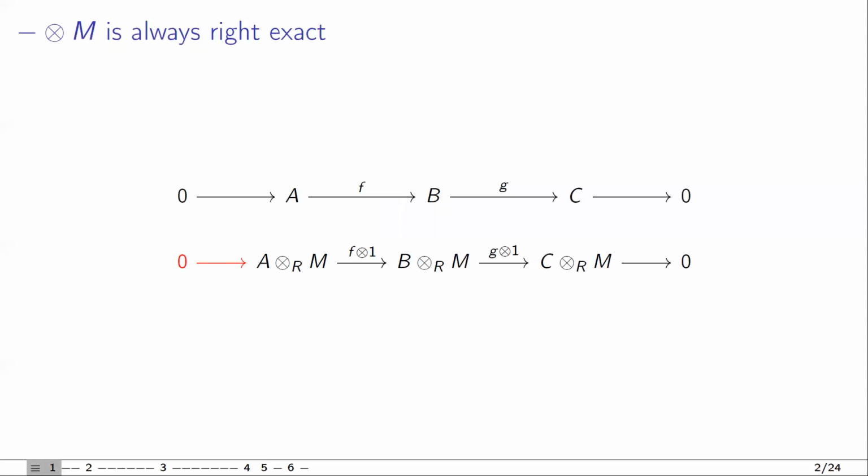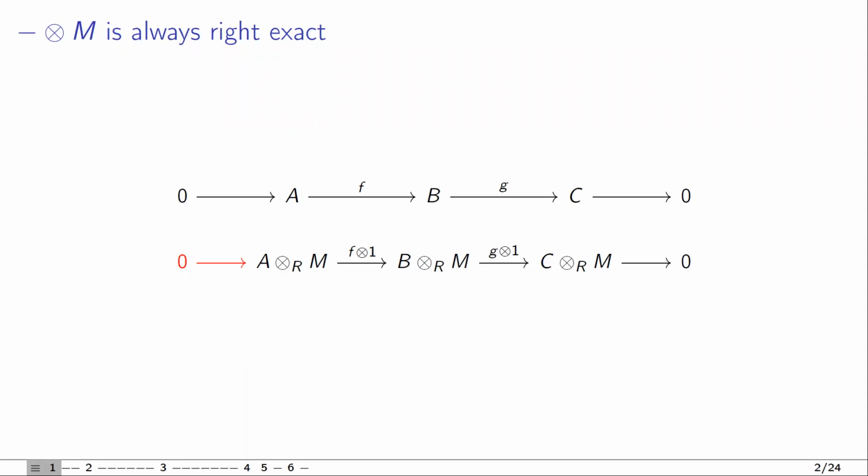So if we fix an arbitrary commutative ring with unit and we call it R, and if M is an arbitrary module, we know that tensoring with M is always right exact. That means if we have a short exact sequence, 0 to A to B to C to 0, and we tensor this short exact sequence, we get another sequence, which is 0 to A tensor M to B tensor M to C tensor M to 0.